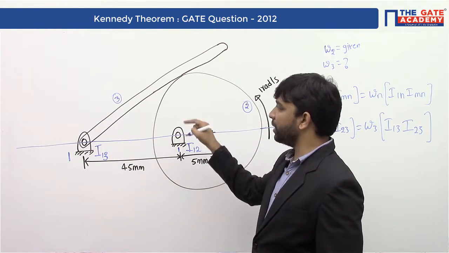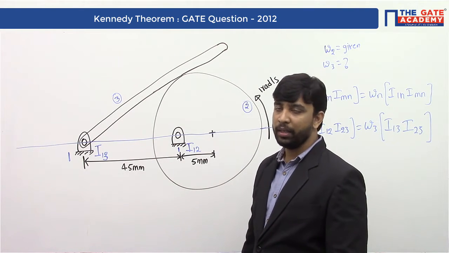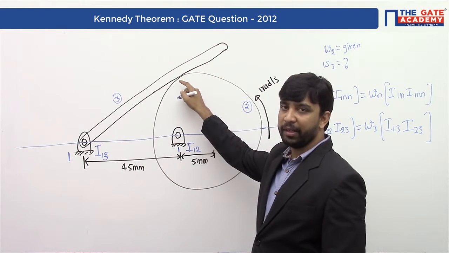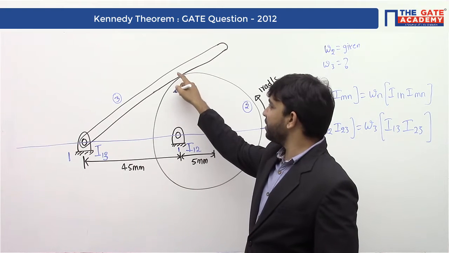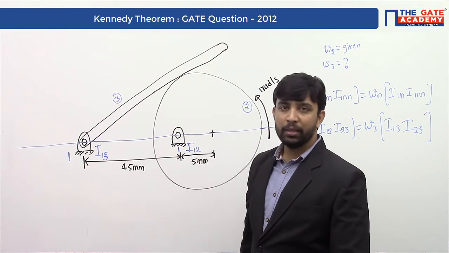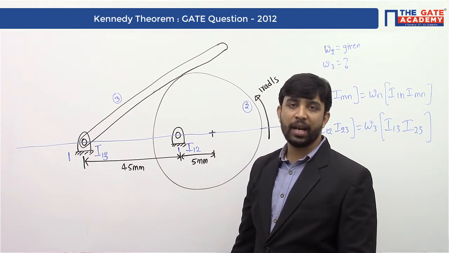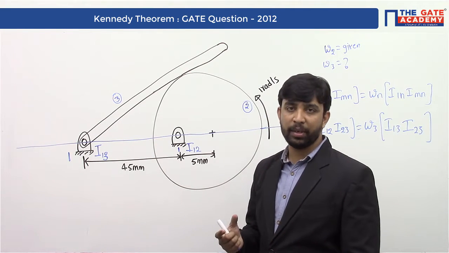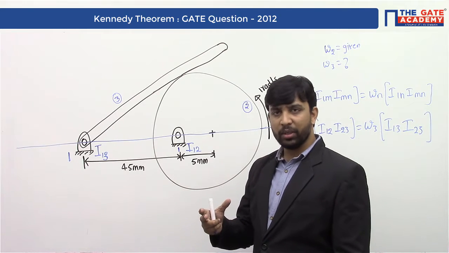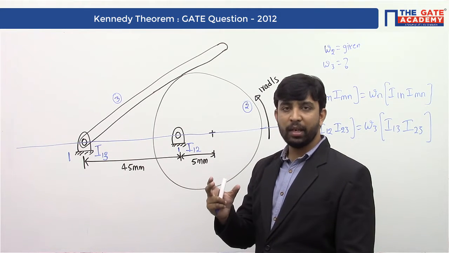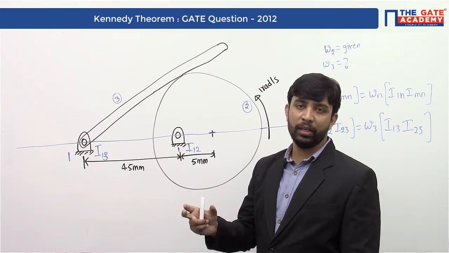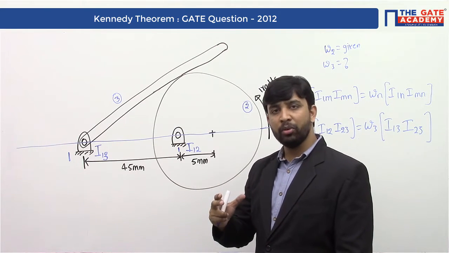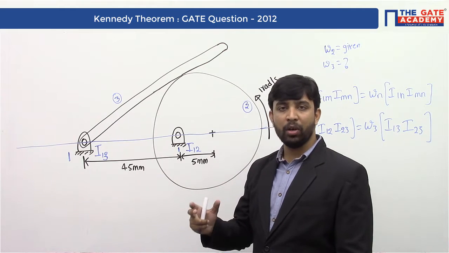If you see links 2 and 3, the relative motion between them is a combination of rolling and sliding. The contact between links 2 and 3 is a higher pair. A higher pair is that pair which has point contact or line contact. But we are not interested in the type of relative motion happening over there. It can be pure rolling, pure sliding, or a combination of rolling and sliding.